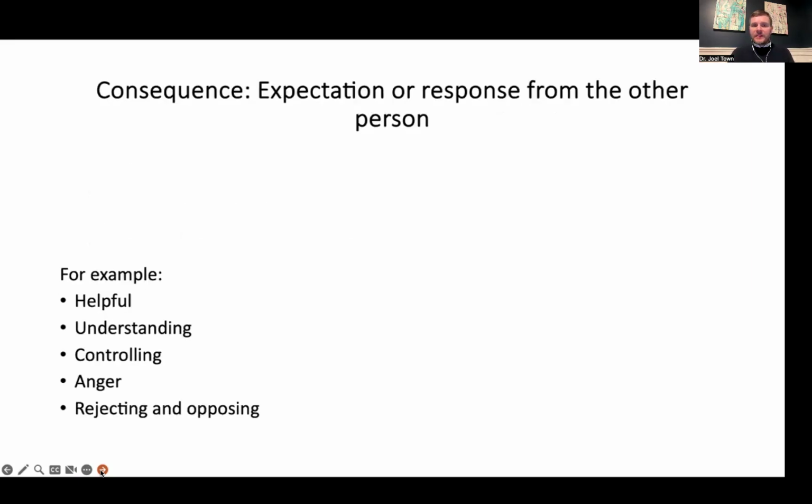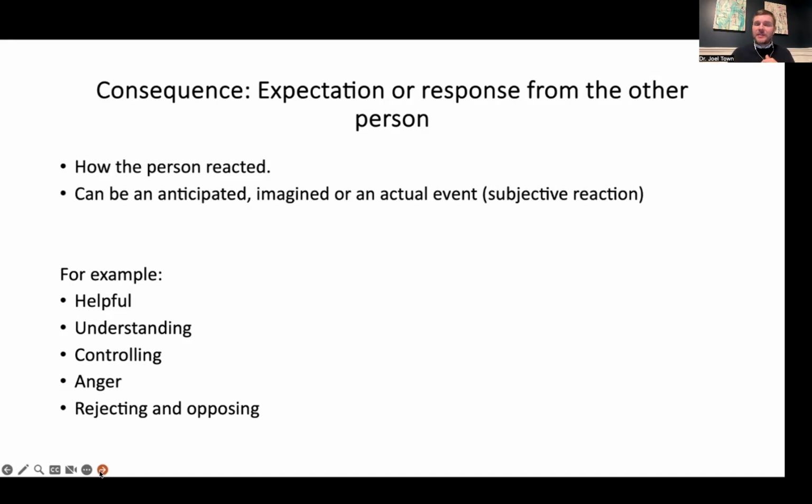So then when we start to look at the second part of the attachment theme, we're thinking about the consequences. In doing so, we're thinking about the expectation or the actual response from the other person when a person has an attachment need. So we're looking at how does the person actually react, or how did the person fantasize that the person might react? And again, it can be either anticipated, what they expect a person would say or do, or it can be the actual experience of what the person did.